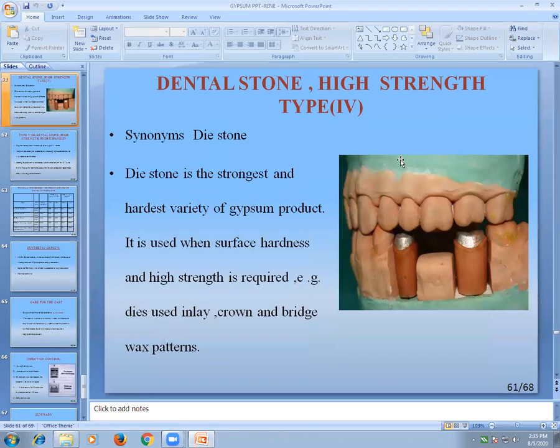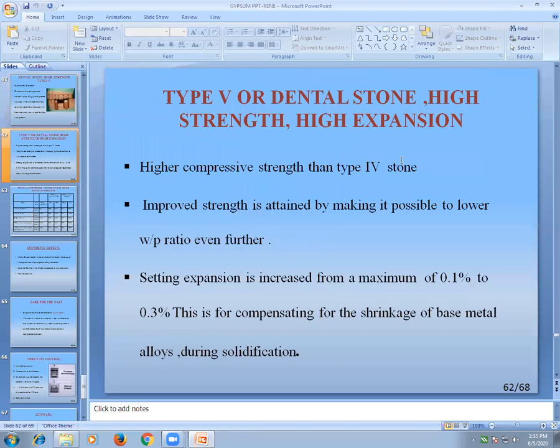Then dental stone with high strength, that is type 4. It is synonymous with diastone. Diastone is the strongest and hardest variety of the gypsum products. So it is used when surface hardness and high strength are required, for example for the dies used in crown and bridge wax patterns.